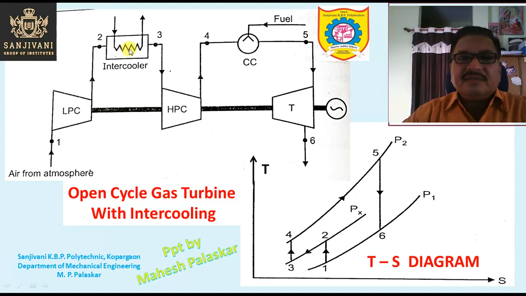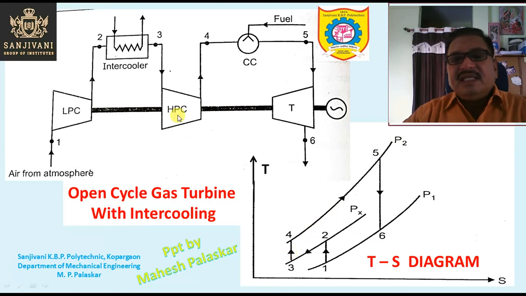This is the intercooler. In the process 3-4, the higher stage compression takes place. Upper stage compression takes place during the process 3-4, and the air is compressed to a higher pressure, say P2. Okay, Px is the intermediate pressure, P1 is the lower pressure, and P2 is the highest pressure.